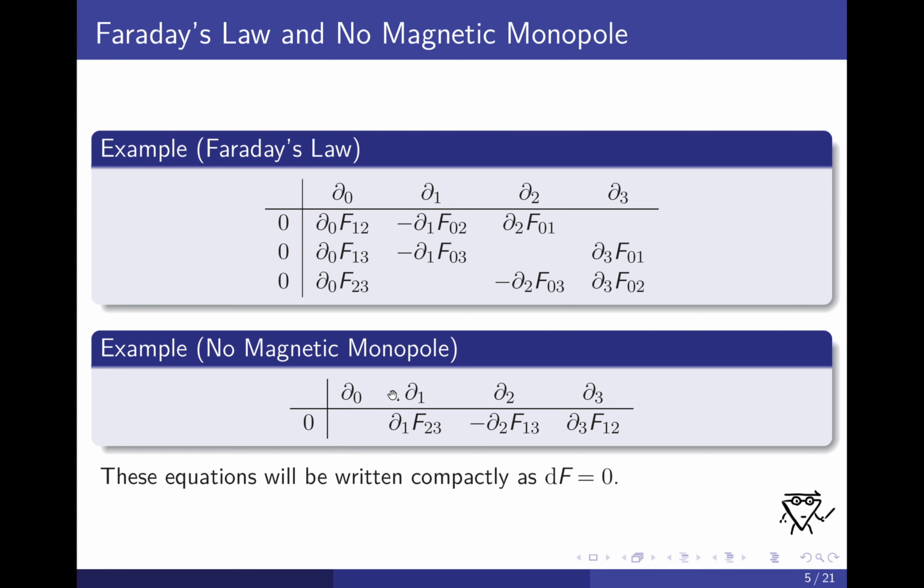The third equation is Faraday's law, and here we have the curl of the electric field is equal to negative the time derivative of the magnetic flux density. And there is no magnetic monopole. In other words, the divergence of the magnetic flux density is 0. So we would like to simplify all these equations. And therefore, we introduce the tool, the exterior derivative.